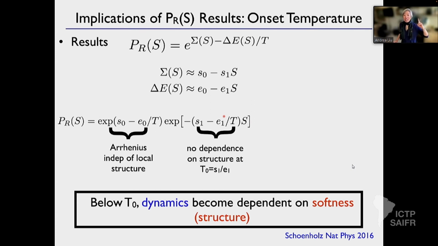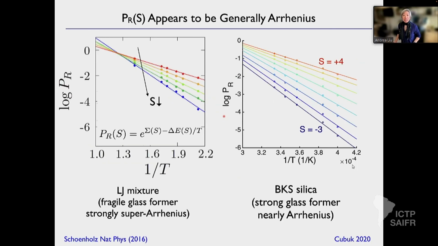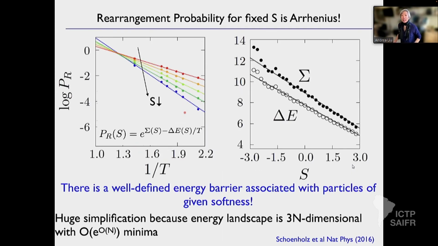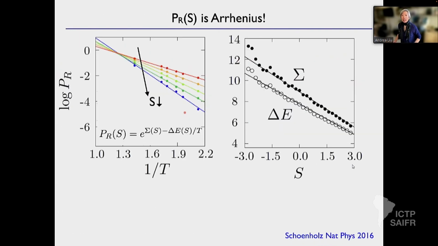It's below that special temperature that the dynamics become dependent on softness. Above that temperature, it turns out that softness is not predictive of rearrangements at all. It's flat. So let me go back to here. You see, as I raise the temperature, this becomes flatter and flatter. It becomes totally flat at the onset temperature and above. So above that temperature, softness tells us nothing about rearrangements. But below that temperature, it starts telling us something.